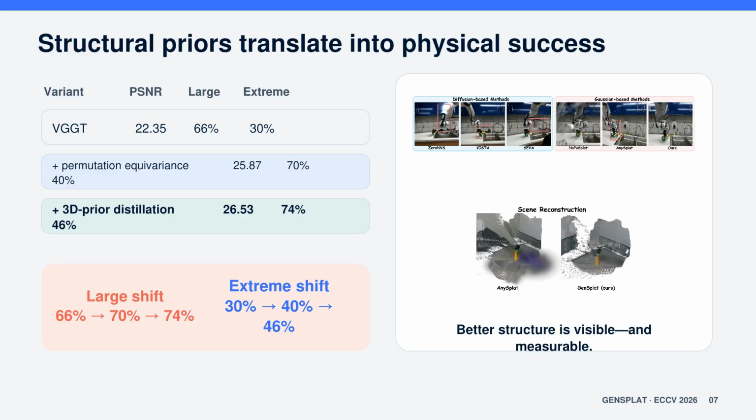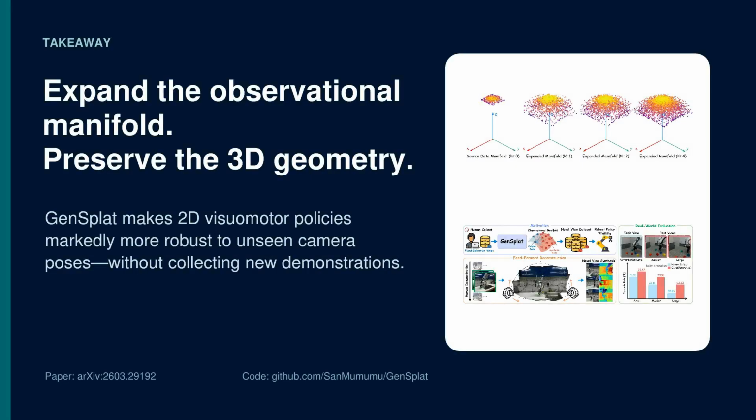The qualitative comparison tells the same story. Diffusion-based methods may hallucinate shape, and Gaussian baselines without strong priors can leave floaters or torn surfaces. GenSplat preserves a smoother, more physically plausible scene that provides cleaner supervision for control. The practical takeaway is that camera generalization can be treated as a data expansion problem. But the expansion must happen in a trustworthy 3-dimensional workspace.